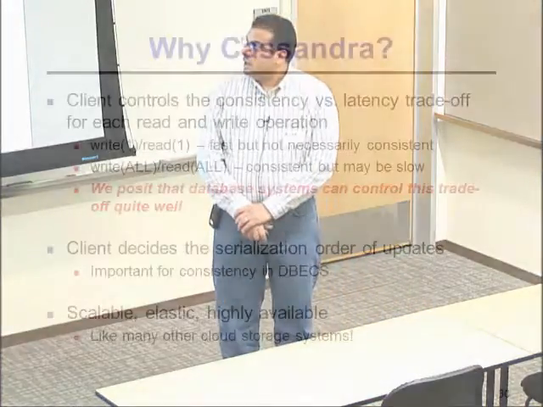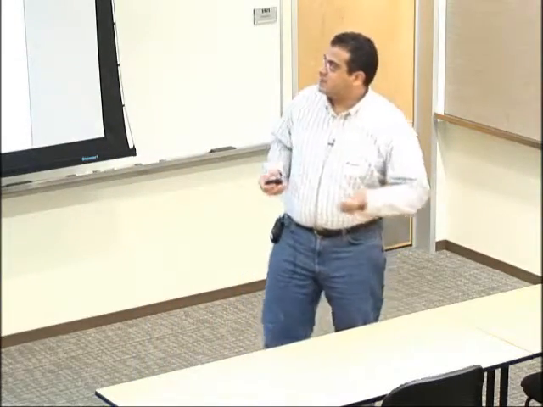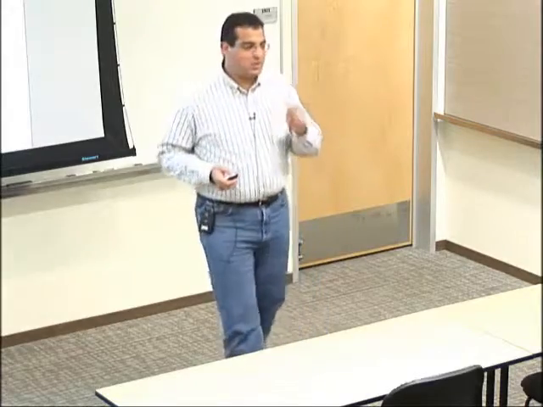Another nice thing about Cassandra is that a client controls the consistency of each write. So there is this consistency versus latency trade-off, and Cassandra allows the client to manage this with every read or write operation. So in Cassandra, a read or write operation specifies a consistency level, and the client can say write one or read one, which means get me any copy of the data or write one copy of the data. And that's fast, but not necessarily consistent.